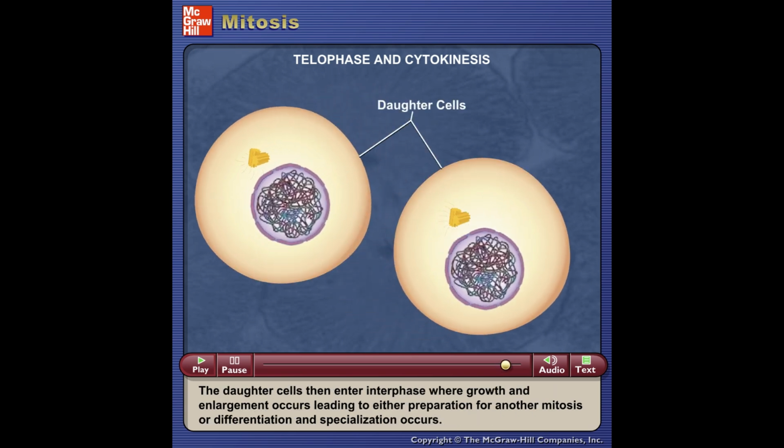The daughter cells then enter interphase, where growth and enlargement occurs, leading to either preparation for another mitosis or differentiation and specialization.